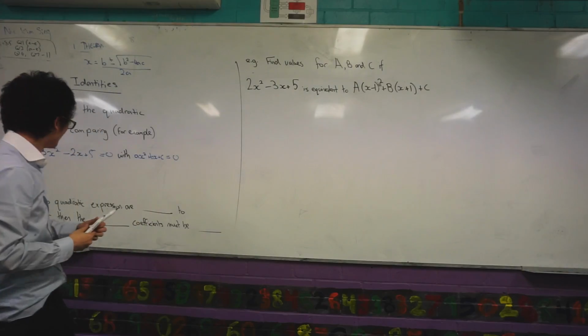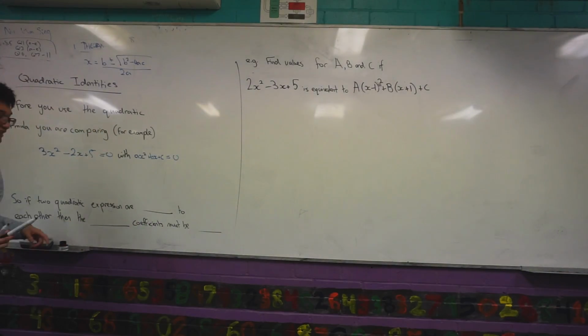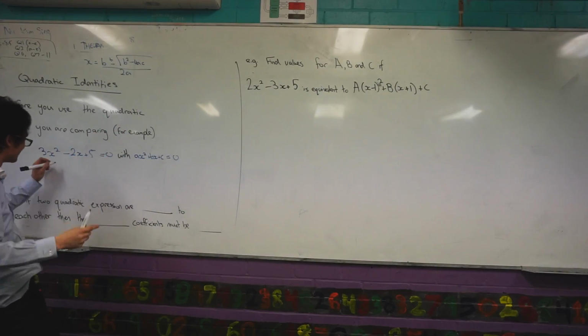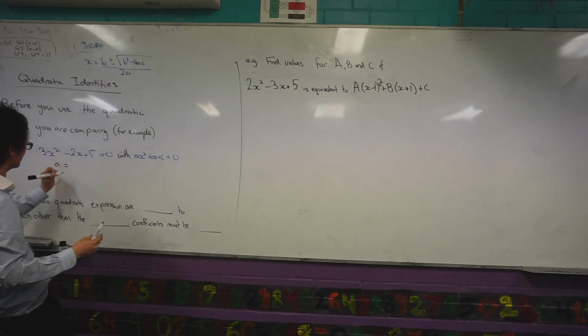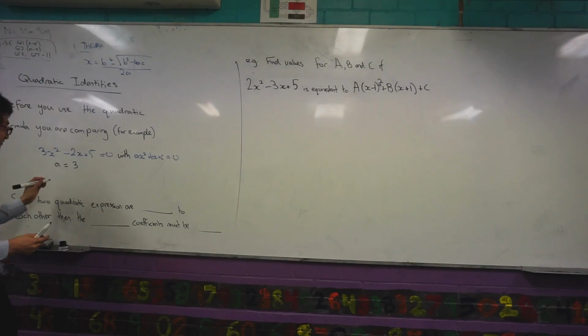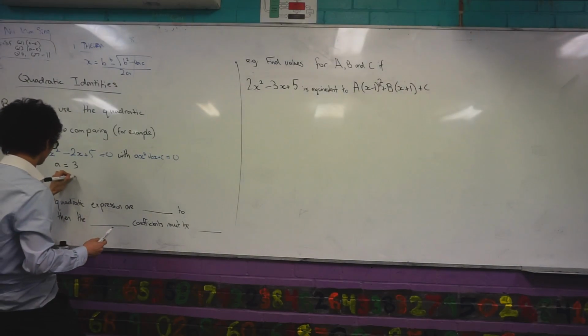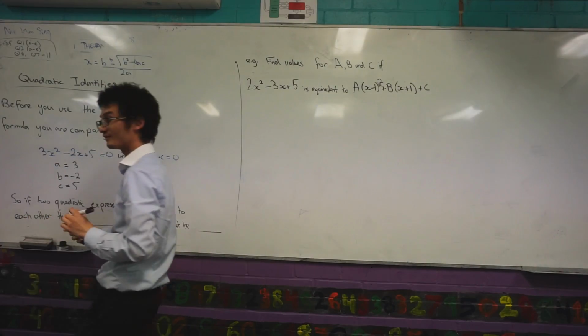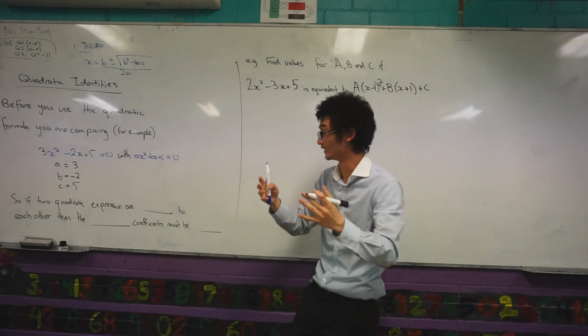And when we compare them, we can easily say, Callum, what would a, b, and c be equal to in this case? Yeah, too slow. a, b, and c would be, in this case, a is 3, b is minus 2, and c is equal to 5. Okay, so that's pretty easy. When we have it in that form, it's really clear.